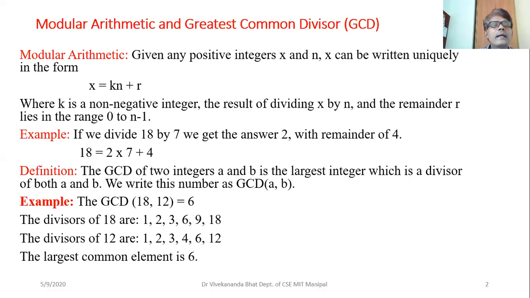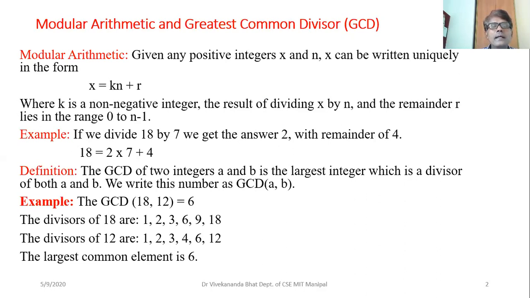x equal to k into n plus r, where k is a non-negative integer, the result of dividing x by n, and the remainder r lies in the range 0 to n minus 1. For example, if you divide 18 by 7, we get the answer 2 with the remainder 4. Therefore, we can write 18 is equal to 2 into 7 plus 4.